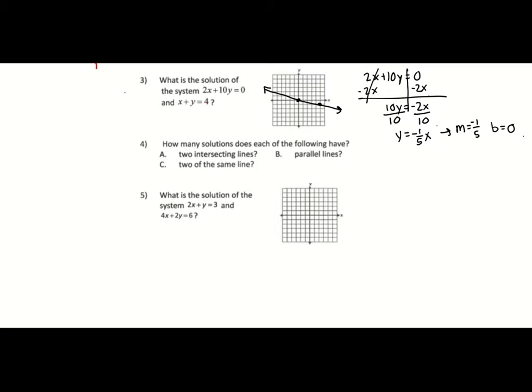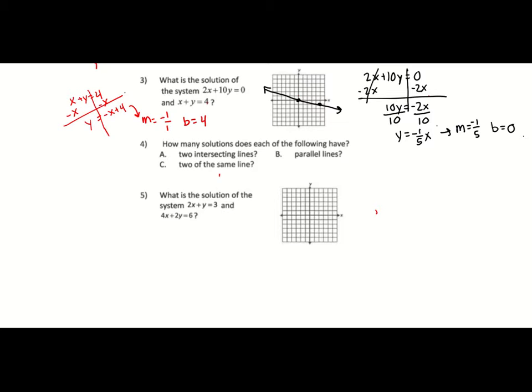Extend this line. Then I need to solve my second equation. So I'll do that on this side. x plus y equals 4. In order to get y by itself, I need to get rid of this positive x. To do that, I'm going to subtract x from both sides. I'm left with y is equal to a negative x plus 4. Now I can see that my slope is negative 1 over 1, and my y-intercept, my b, is 4.